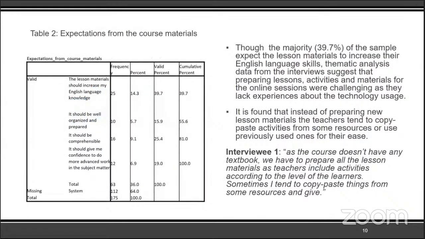And when it comes to the expectation from the course materials, the majority of the sample expected the lesson materials to increase their English language skills. However, thematic analysis data found out that preparing lesson materials for the online classes was a challenge for the teachers. And one of the interviewees mentioned that she tends to copy and paste activities from existing resources or use previously used ones.